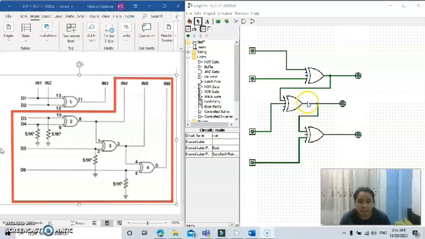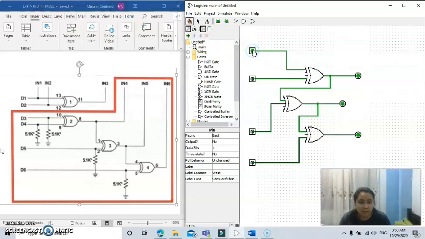So let's start to simulate the circuit. Let's turn on the inputs one at a time. First, input 3. We have 3 outputs. Input number 4. We also have 3 outputs. Input number 5, we only have 2 outputs. Then input number 6, we only have 1 output.